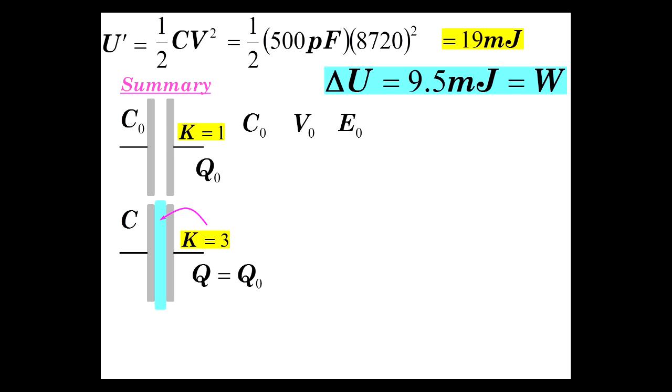Nominal values. When we put this dielectric in, we have 3C0. The capacitance tripled. The voltage got cut to a third because the electric field was cut to a third.